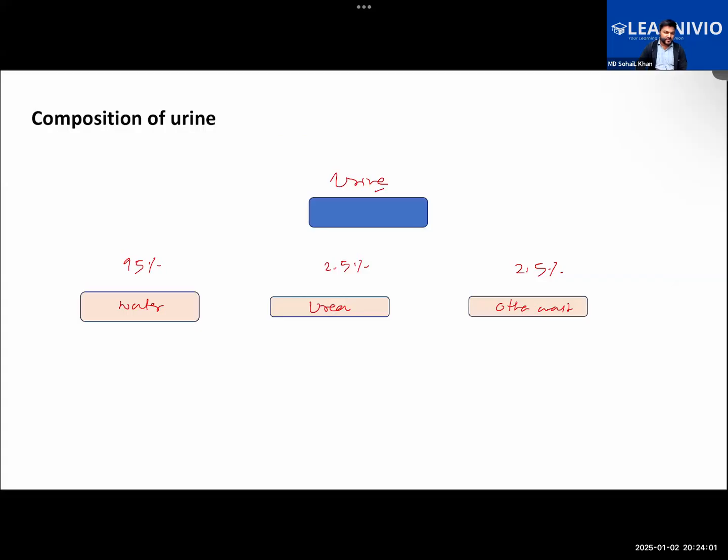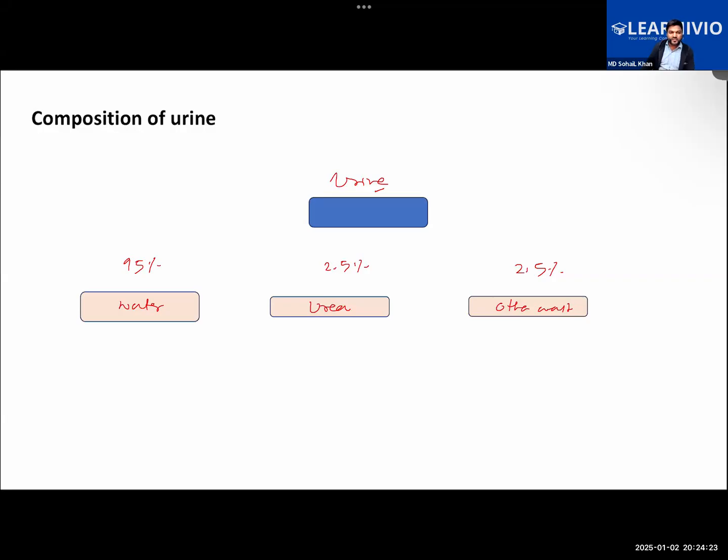Further, we learned about the composition of urine. Urine is majorly made up of water. About 95% of urine is mainly water. Getting it? Then some of the toxic waste, urea, is about 2.5%.